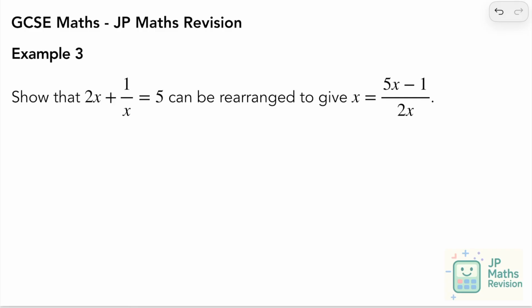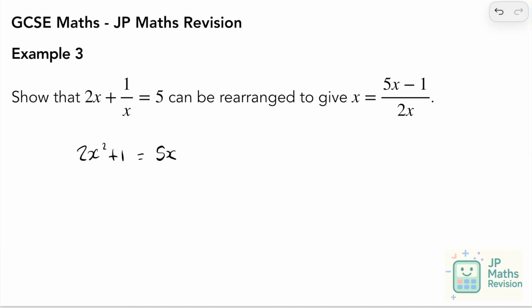Here's another example. So we need to show that 2x plus 1 over x equals 5 can be rearranged to give x equals 5x minus 1 over 2x. So what I'm going to do with this one is start off by multiplying everything by x to get rid of this fraction. So if I do that, I end up with 2x squared plus 1 equals 5x.